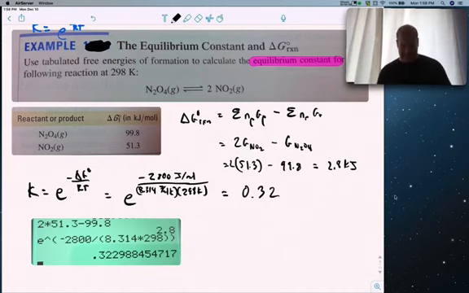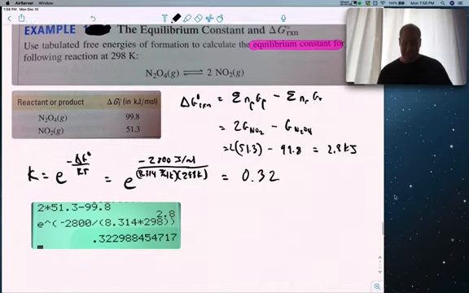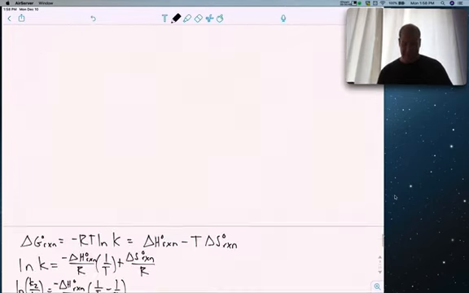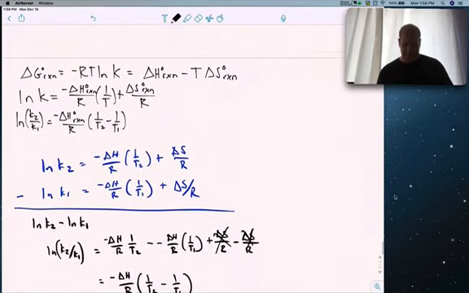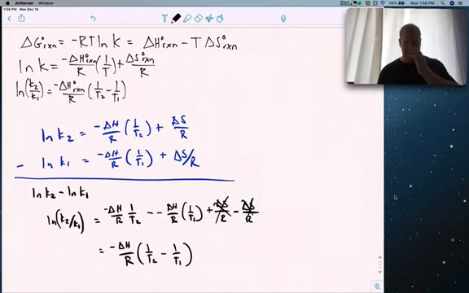So look at that. We can get the equilibrium constant. Can you imagine how difficult it would be to measure this equilibrium constant? That would be a very difficult experiment. I'm glad we can just look at some numbers in a book and get it. Okay, so that is the end of this.